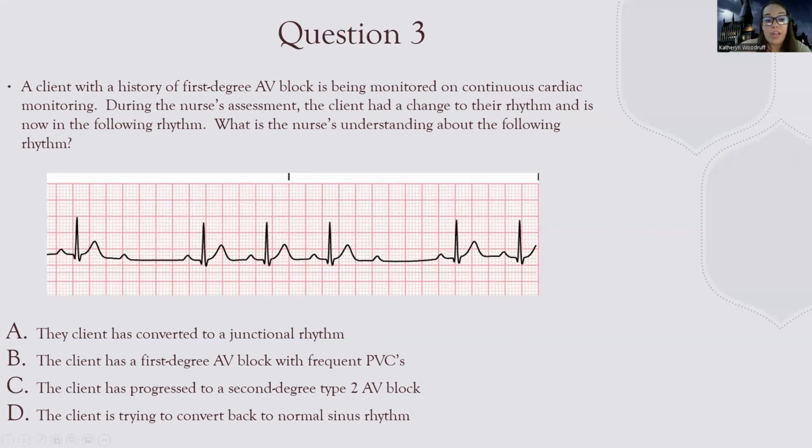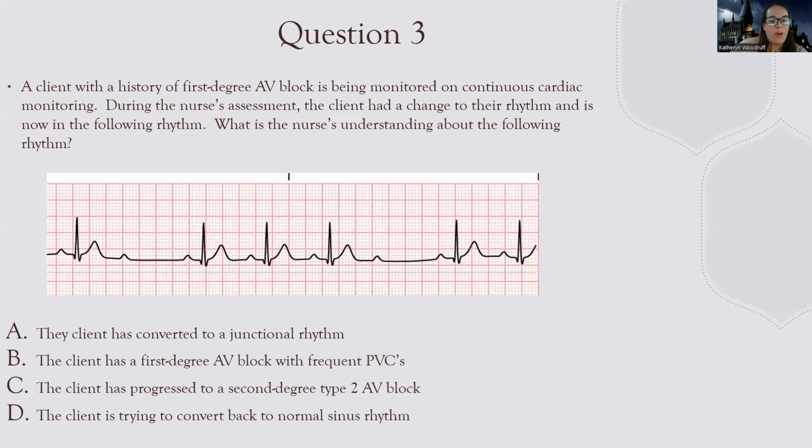But we could go down just to kind of look at these. The client has converted to a junctional rhythm. Well, I always recommend when you're studying, even if you know, oh my goodness, I know this is the right answer, look at the other answer choices, because that can help you study and figure out what else you might need to know for the exam. So it says the client has converted to a junctional rhythm. Well, this can't be a junctional rhythm, because what do you need to have a junctional rhythm? You need to have upside down, hidden P waves, or P waves that have a really short PR interval. And so that does not apply.